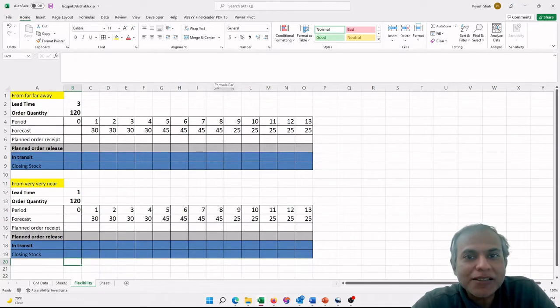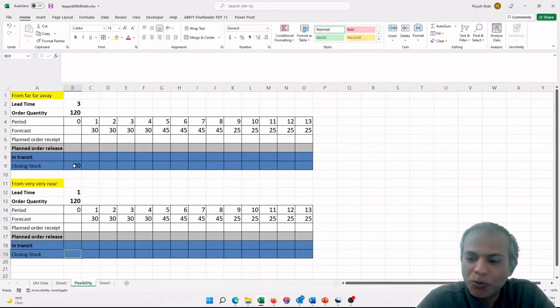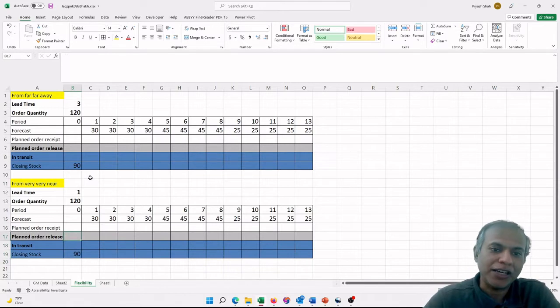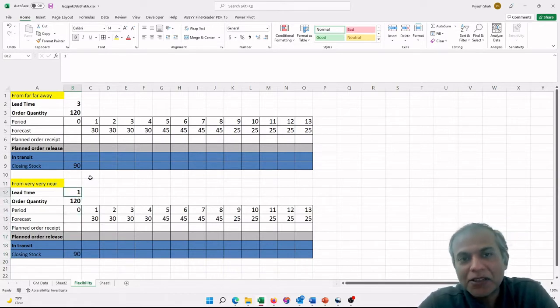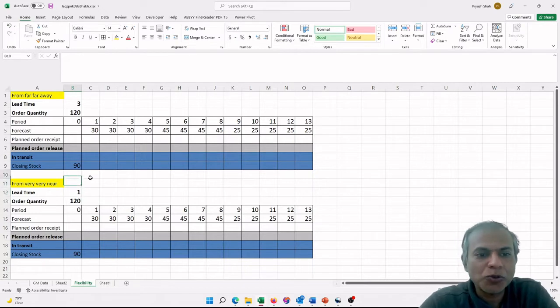So consider these two cases that we have here. The case one at the top left is buying something from far, far away. Lead time is 3 periods, and order quantity is 120 units. So whenever I order, I have to order 120 at a time. I am going to assume that my closing stock from the previous end is 90. I'm going to do that for both situations. Even for the close situation, I'm going to say that I have a stock of 90. Near, the lead time is 1 period, and the demand or the forecasted demand is given to us for all these periods.